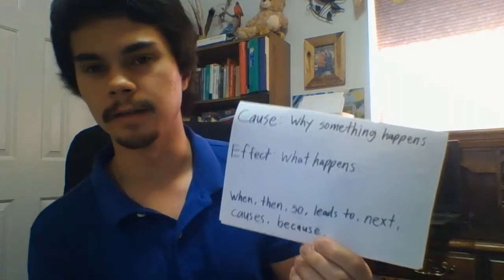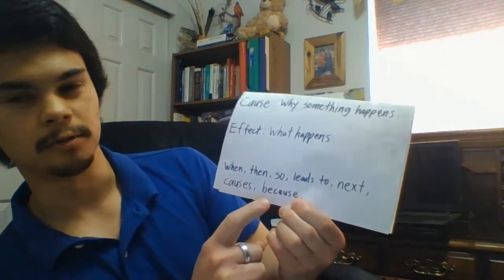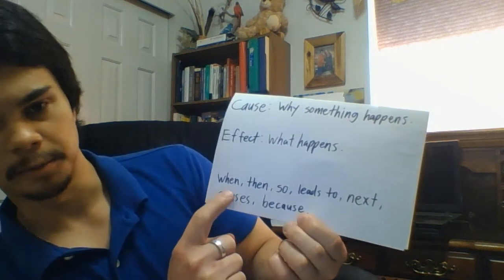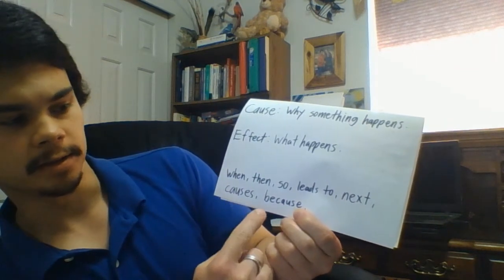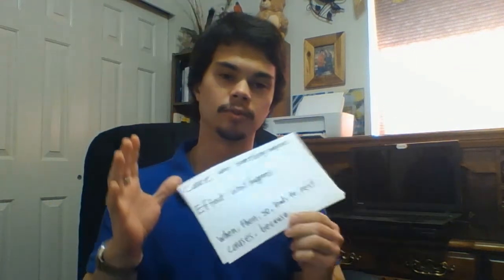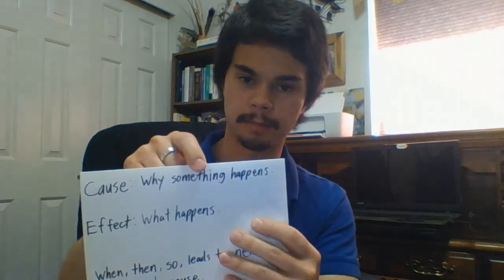And then when you're identifying cause and effect in reading, there are sometimes signal words, not always, but some examples of those would be when, then, so, leads to, next, causes, and because. Again, those are not always there with cause and effect, but they can be a clue. The important thing is you want to look for why something happened and then what actually happened. Now, the reason we're having you do this is because in your reading, you'll come across cause and effect a lot, and knowing how to identify cause and effect helps you understand what you're reading.